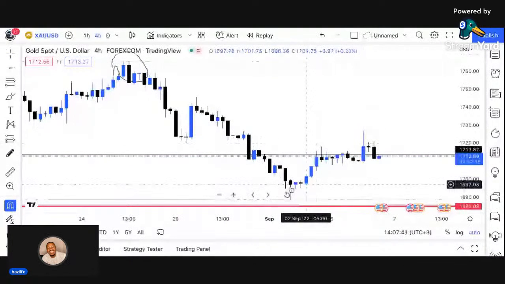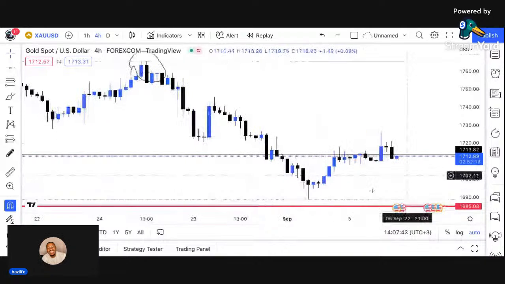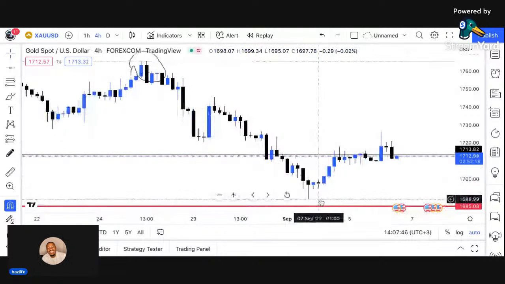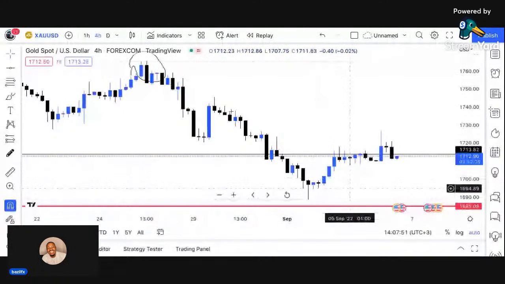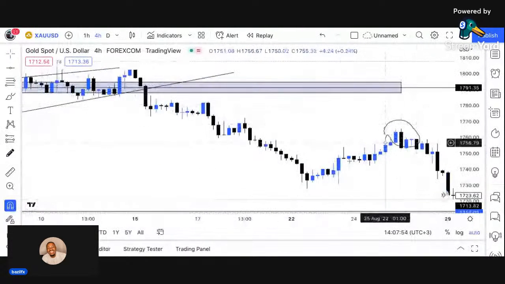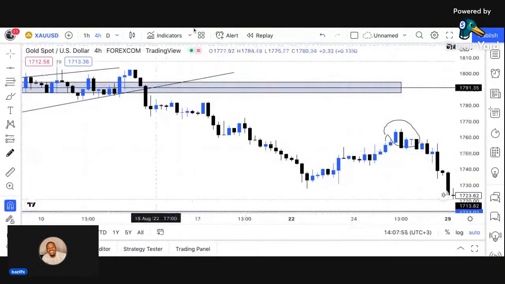So meaning if I had taken this trade, I would put my stop loss just here. You see, guys, just here. Or you can even see price respected this. So, guys, how do you find these candles?